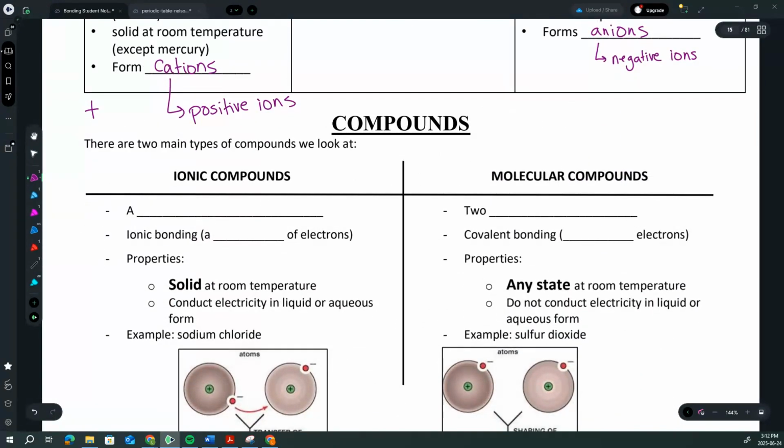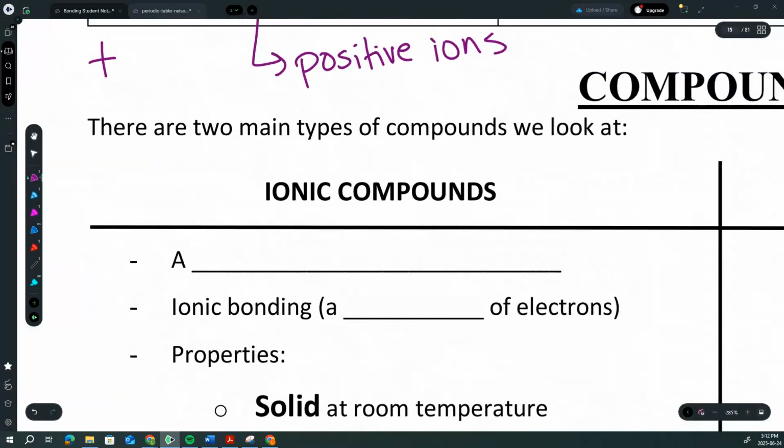Okay. For compounds, there's two main types of compounds that we're going to be looking at: ionic compounds and molecular compounds. Now, those aren't the only types of compounds that we deal with. However, those are going to be the main two. So, ionic compounds are going to consist of a metal and a nonmetal.